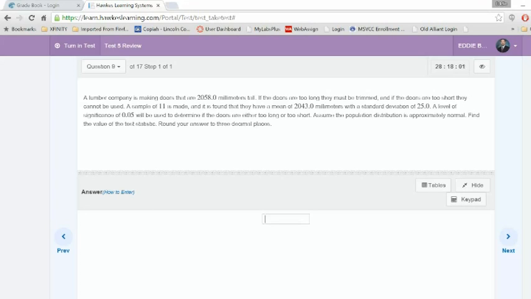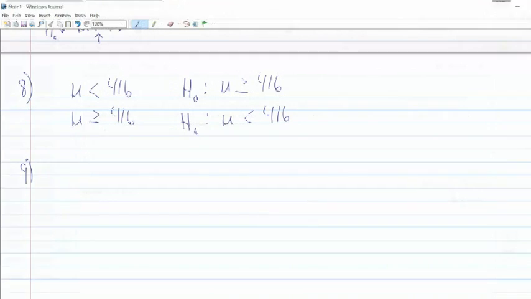The lumber company is making doors that are 2,058 millimeters tall. If the doors are too long, they must be trimmed. If the doors are too short, they cannot be used. Okay, so a sample of 11 is made. It's found to have a mean of 2,043 with a standard deviation of 25.0. A level of significance of 0.05 will be used to determine if the doors are either too long or too short. So since it wants to know too long or too short, it doesn't matter if they'll be used or not. Okay, so either it's going to be equal to 2,058 or it's not.